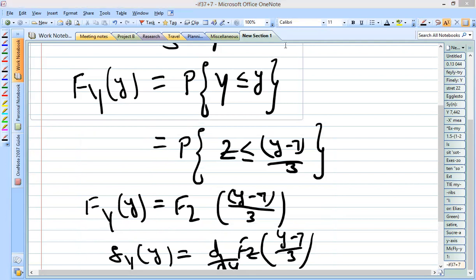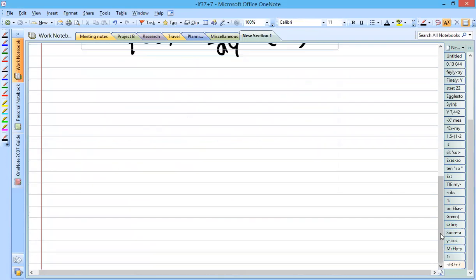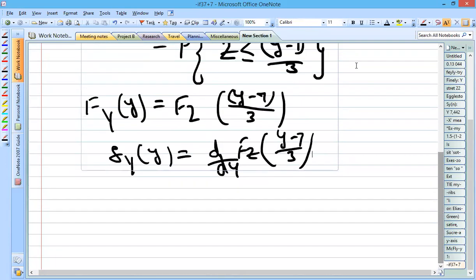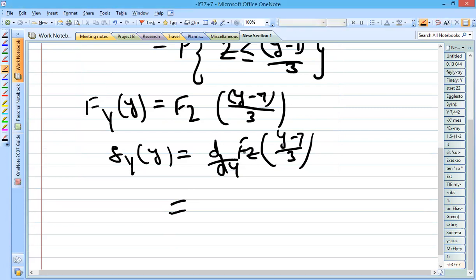If you differentiate the CDF, as we know, it will result in the PDF. So using that we have written the equation: fY of y is equal to d by dy of FZ of (y minus 7) by 3. Now if you differentiate this, what will it result in? The differentiation of FZ with respect to y results in the function small fz of (y minus 7) by 3, into the derivative of (y minus 7) by 3 with respect to y. The differentiation of (y minus 7) by 3 is 1 by 3.